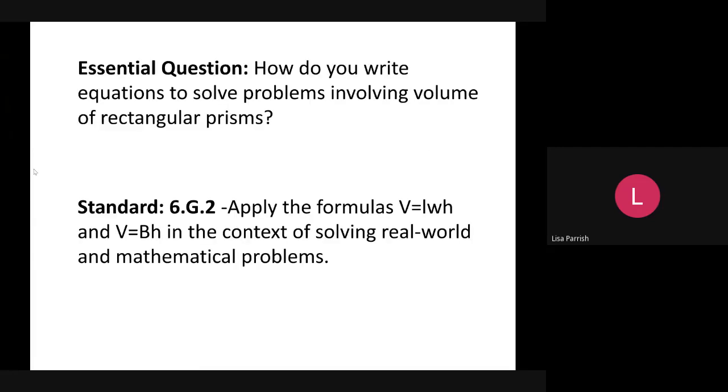So let's get started. Our essential question is, how do you write equations to solve problems involving volume of rectangular prisms? And we're on standard 6G2. Apply the formulas volume equals length times width times height, and volume equals base times height in the context of solving real world and mathematical problems.